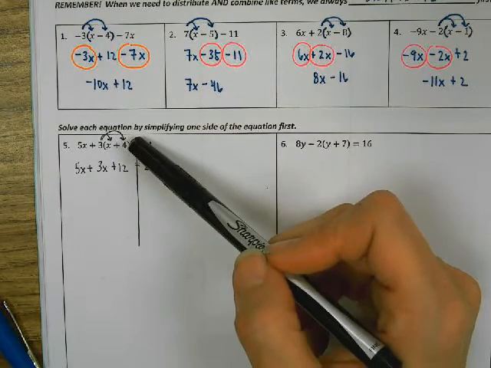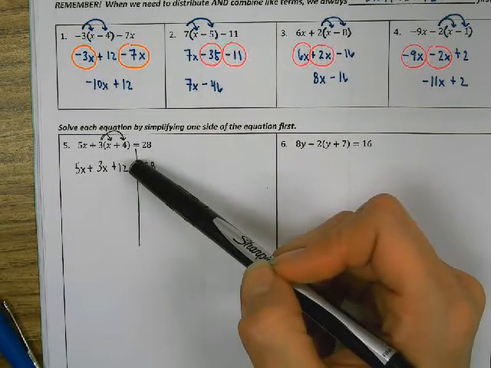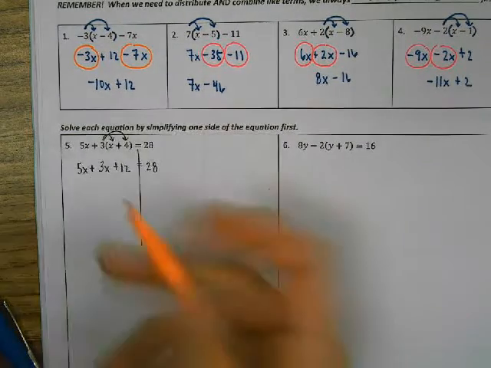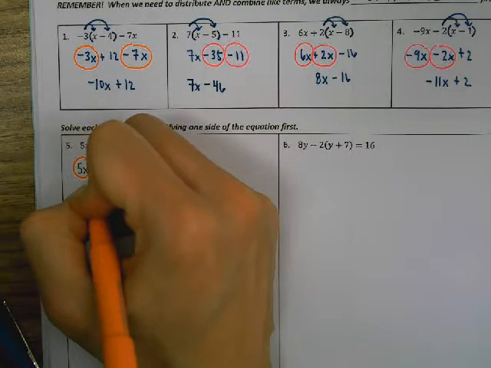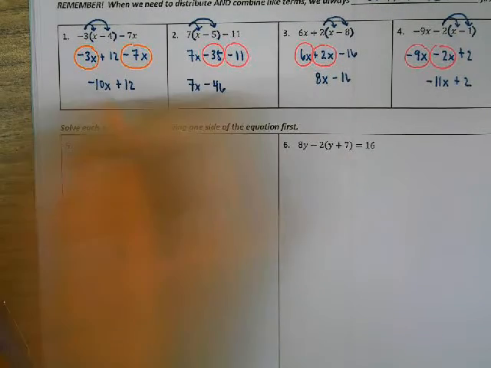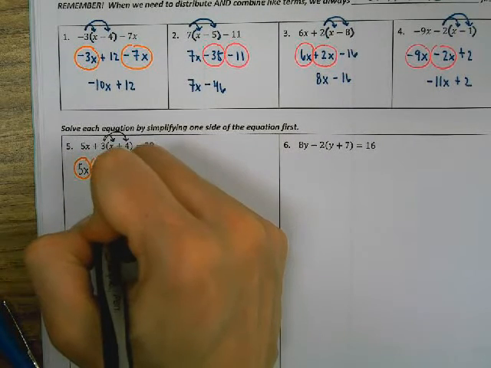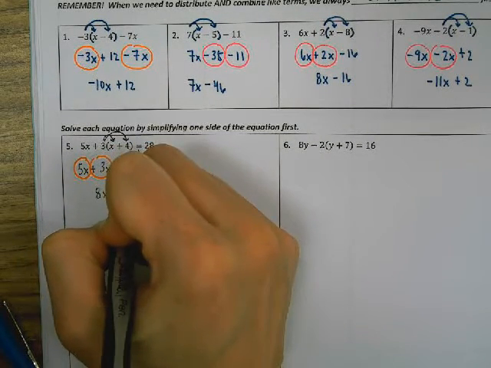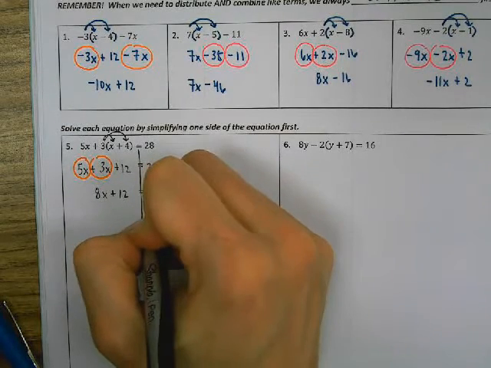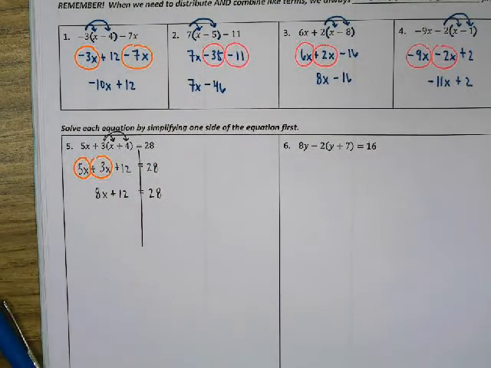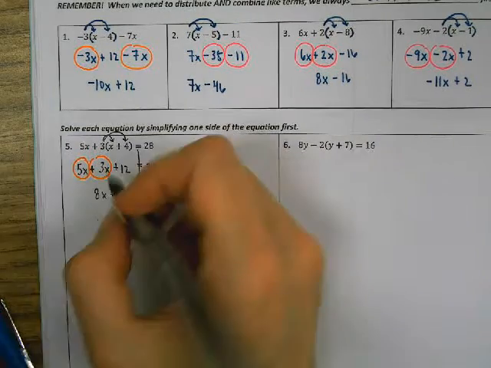Now, I haven't quite simplified it yet. I did distribute, but I haven't combined my like terms, so that's what I'm going to do now. I have a 5x and a plus 3x. So if I add those together, I have 8x plus 12 is equal to 28. And again, now I'm just back to my two-step equation.